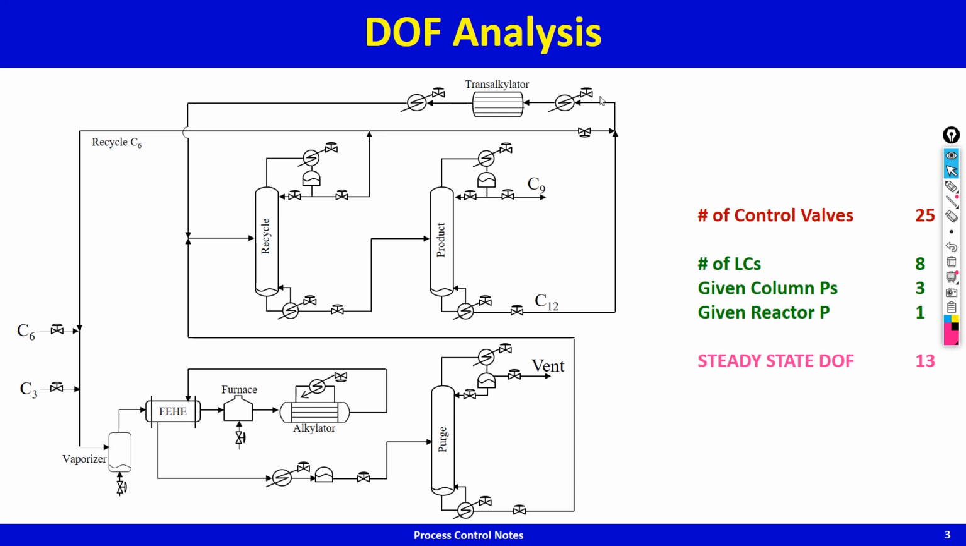So control degrees of freedom is 25. How many levels do we need to control? We need to control 2 levels on each of the columns, so that's 6 levels. Then we need to control the level of this flash drum. We also need to control the level of this vaporizer. So that takes away another 2 level controllers, so there's 8 level controllers. Then the 3 columns are going to be running at the given pressure so that you can use temperature differential control.